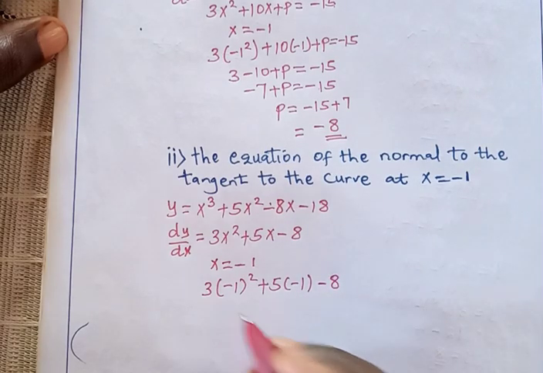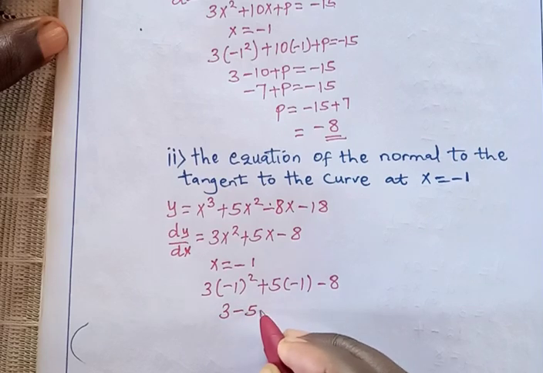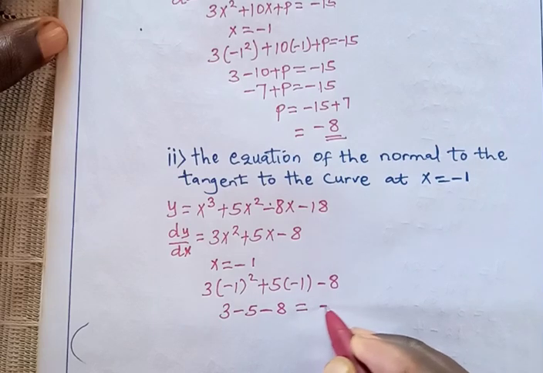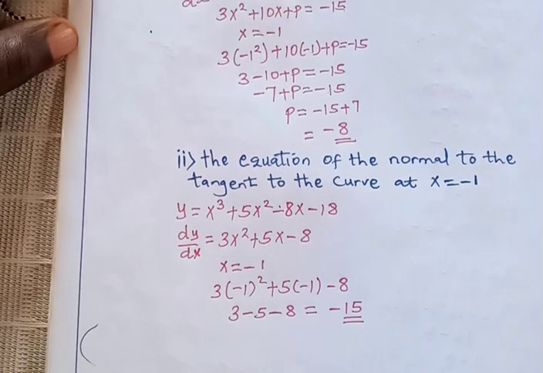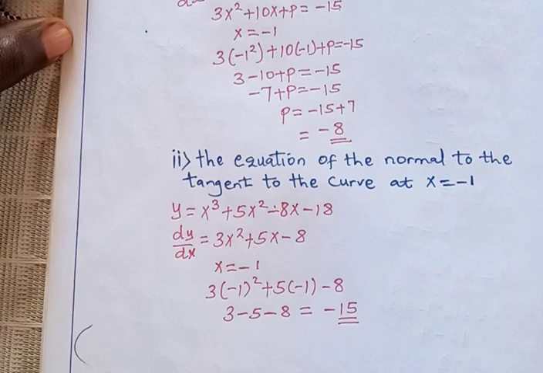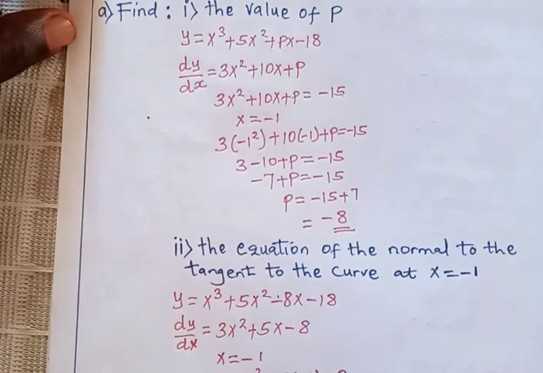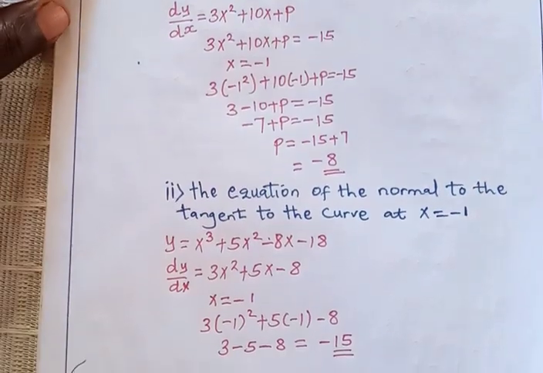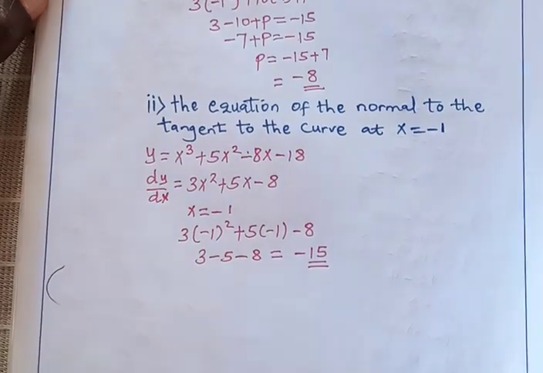So our gradient is going to be 3 minus 5, then minus 8. This is going to be negative 15. We were given this information. I just wanted to show us how they arrived at this negative 15. From the introductory part of this question, they said that at point x, which is negative 1, the gradient is negative 15.